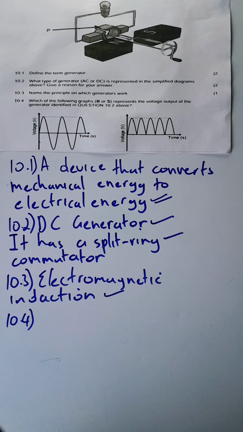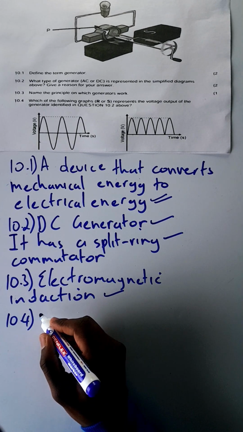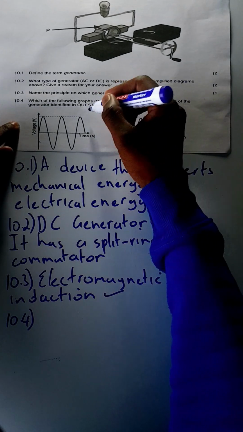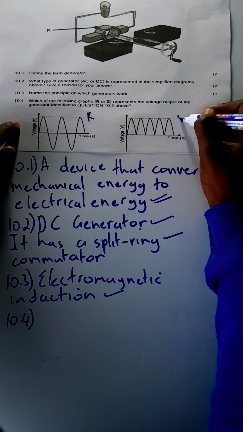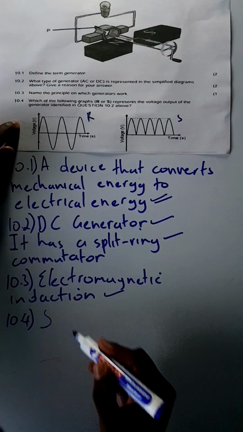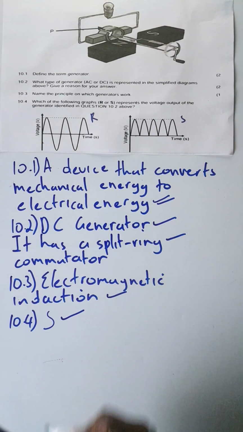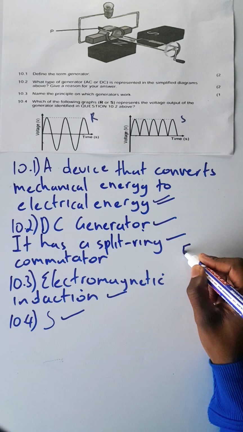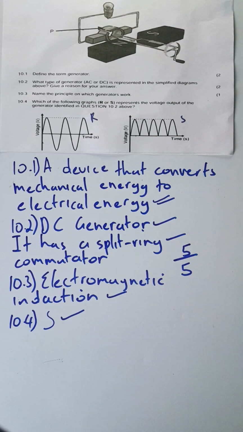Okay, so the answer is S. This one is R and this one is S, so we choose S. And 1 mark for that, and this will be an activity out of 5. How did you do out of 5?